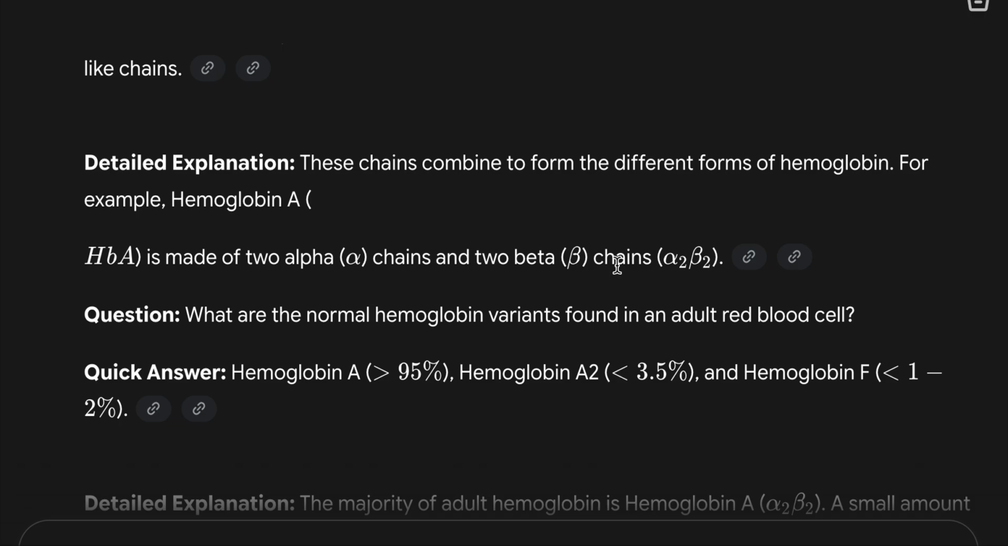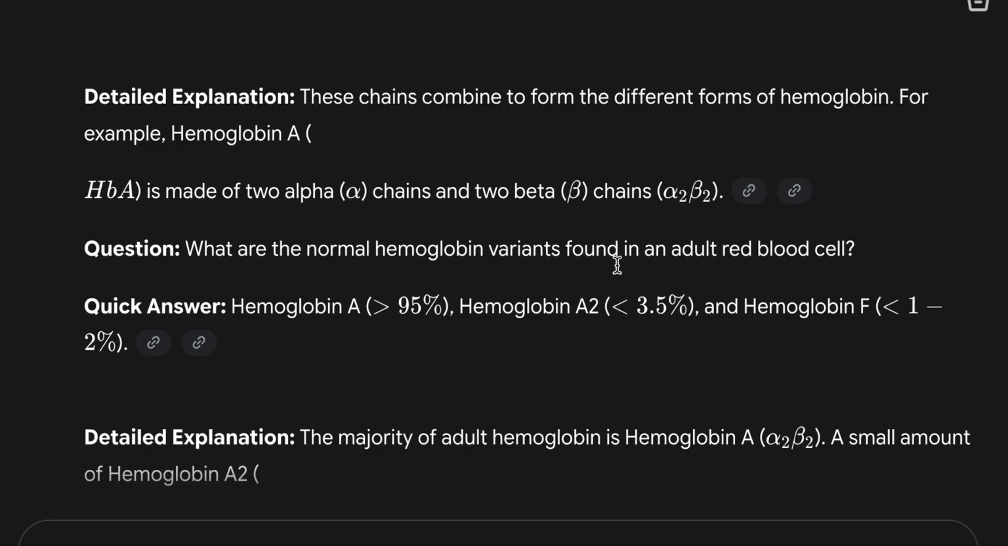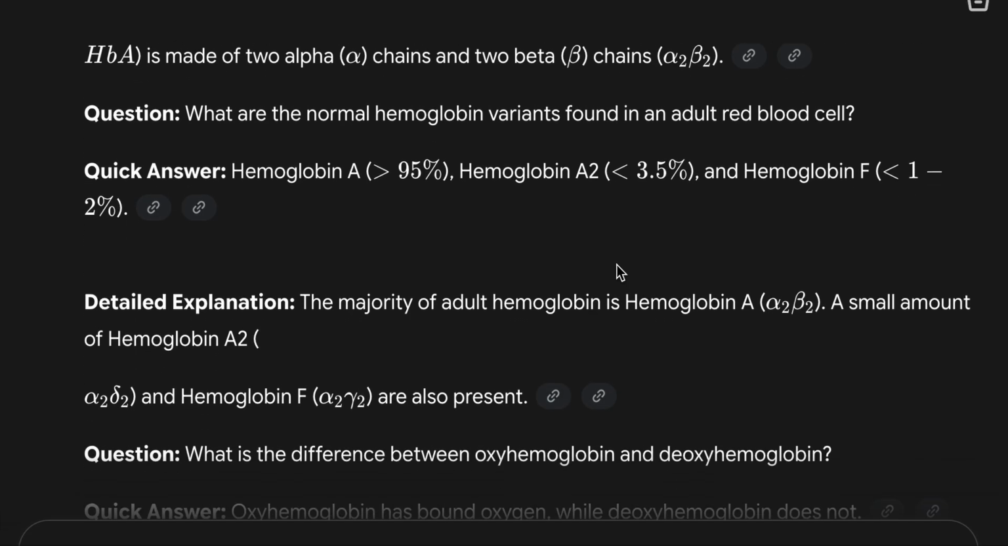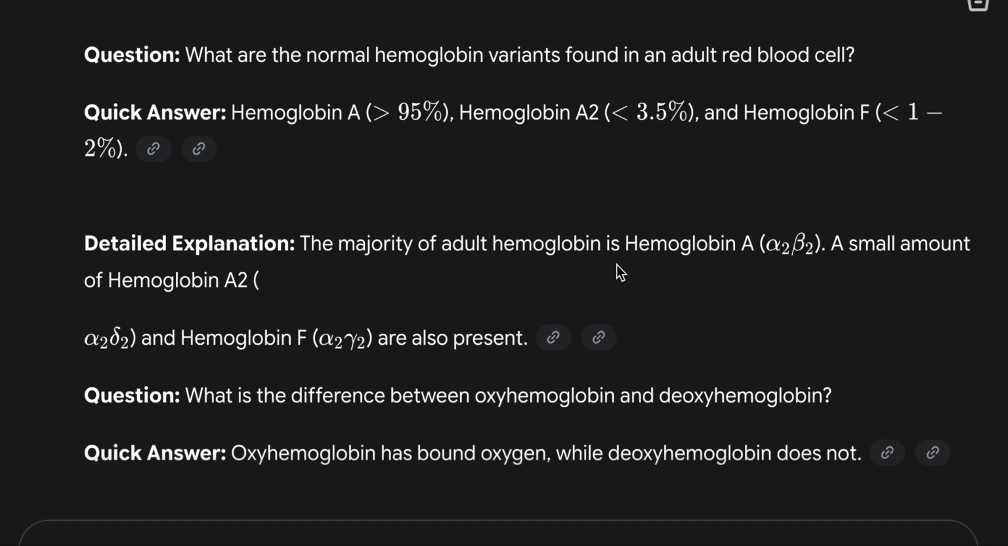What are the normal hemoglobin variants found in an adult red blood cell? So this is asking the different types of hemoglobin, right? Looking for 3 answers here. Hemoglobin A, hemoglobin A2, and hemoglobin F. So hemoglobin A is over 95%. Hemoglobin A2 is less than 3.5%, and hemoglobin F is the least at less than 1 to 2%.